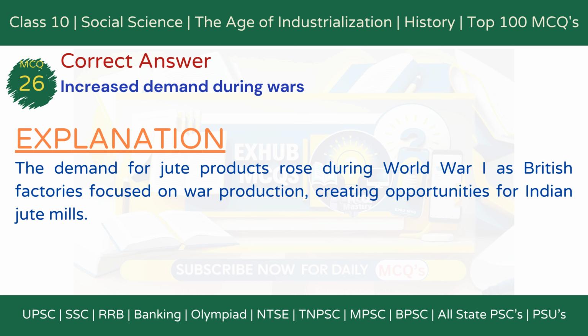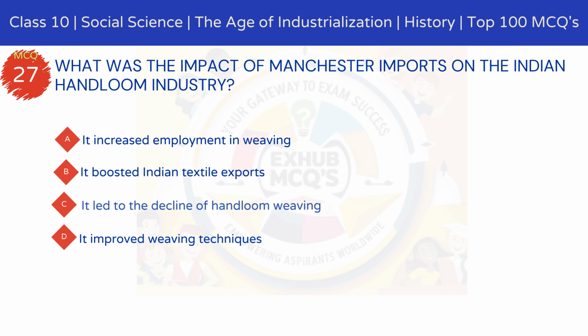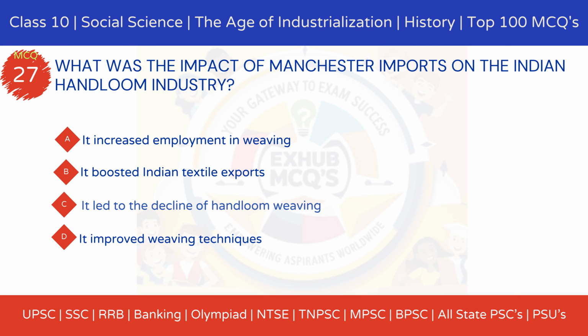Indian jute mills. MCQ 27. What was the impact of Manchester imports on the Indian handloom industry? Option A. It increased employment in weaving. Option B. It boosted Indian textile exports. Option C. It led to the decline of handloom weaving. Option D. It improved weaving techniques.